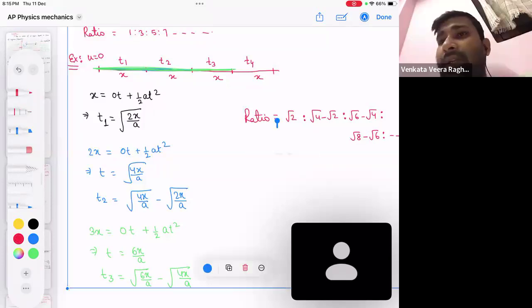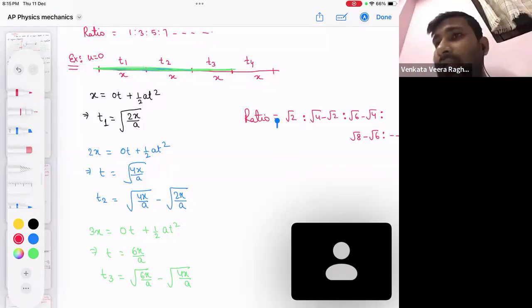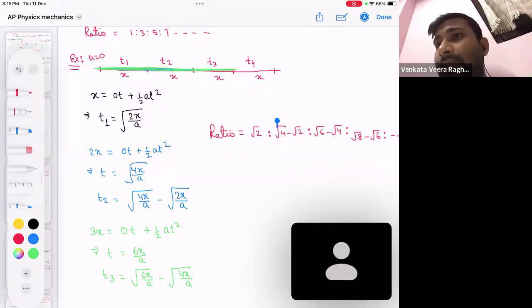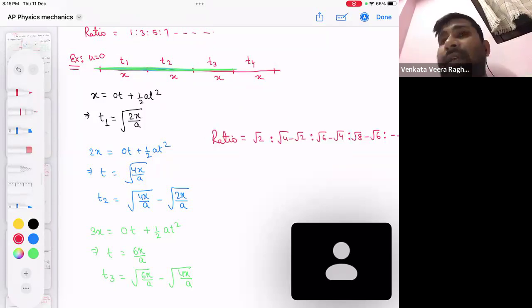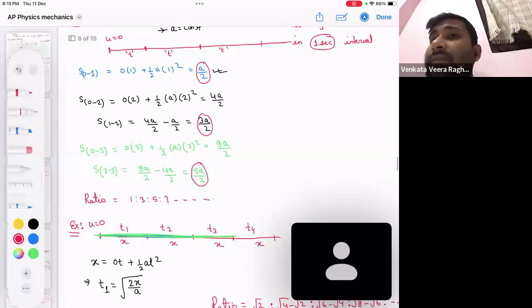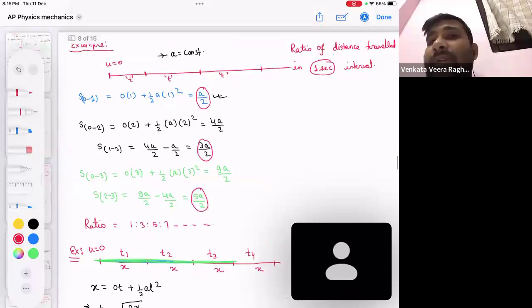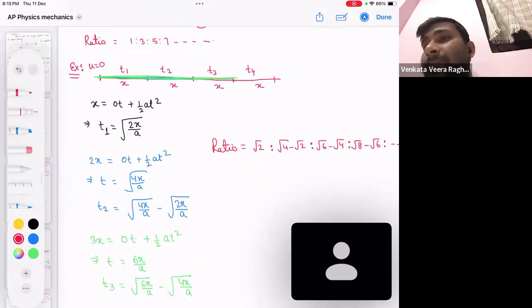Both questions are based on the equation of motion only. But what is the difference in these two questions? In the first question, we had the time interval equal, and we got the ratio of distance. In the second case, the distance was equal interval, and we got the ratio of time. Is that clear?